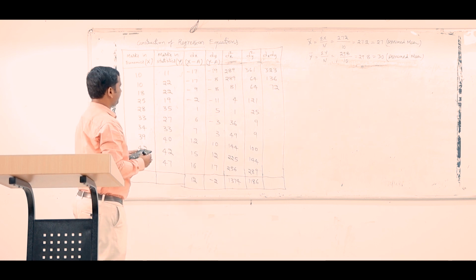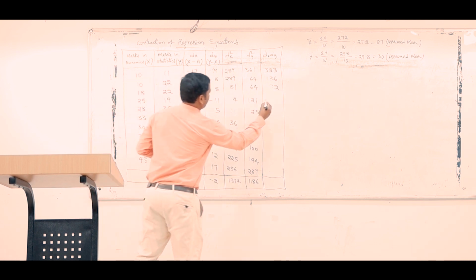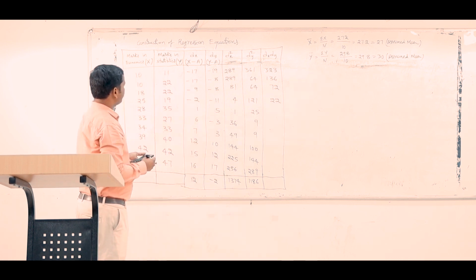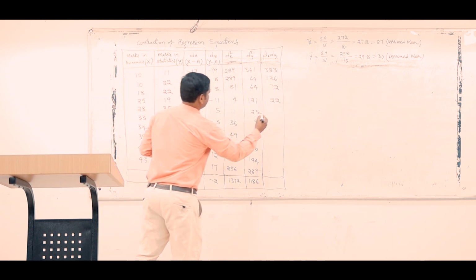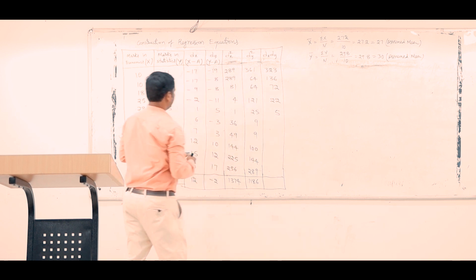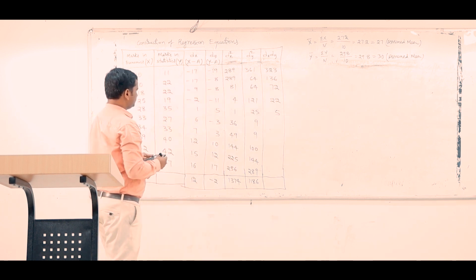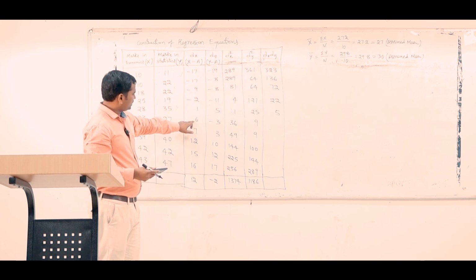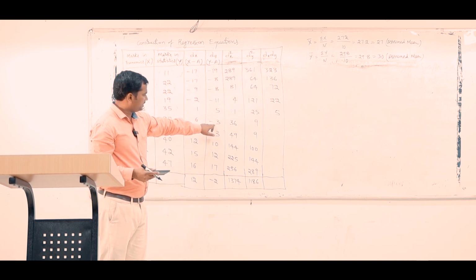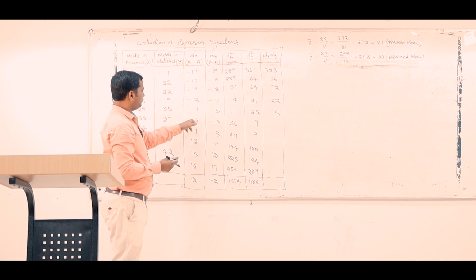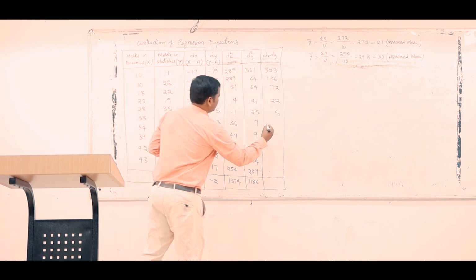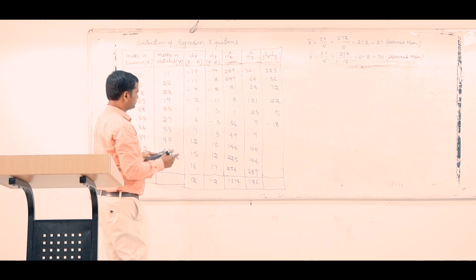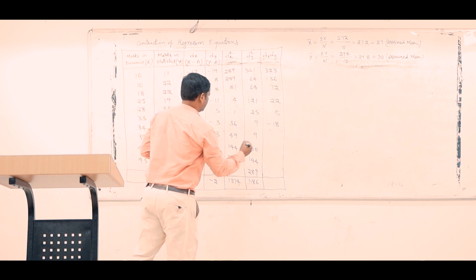Next is 22. Next is 5. Here 18. So here this x variable is having a plus symbol, it is having a minus symbol. So finally it will be plus into minus, it will be minus 18. Next 21.